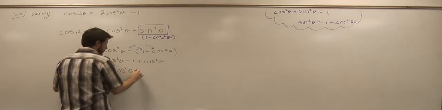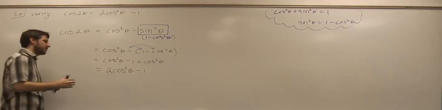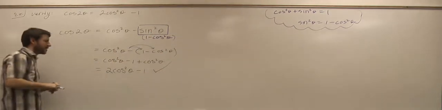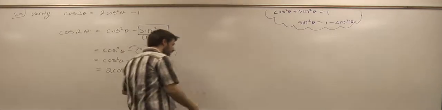cosine, which is exactly where we wanted to be. Check, it's a miracle. Proof that God exists.